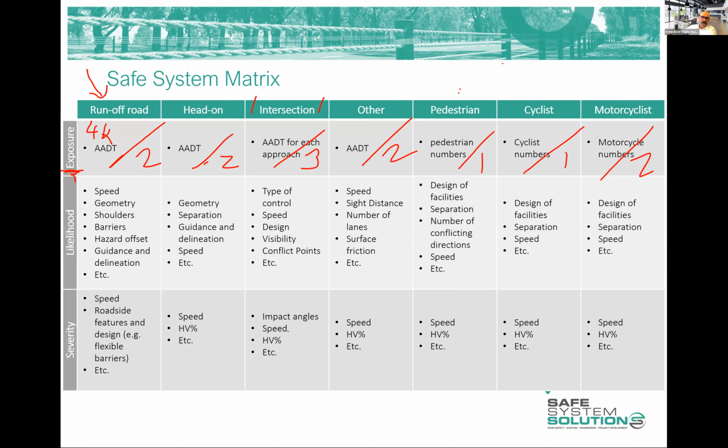If there are no pedestrians, the exposure is 0. If there are no cyclists or no motorcyclists, there is 0. If there is a physical, strong median barrier there, usually a concrete barrier system, there's no exposure to head-on crashes. It's virtually impossible to have a head-on crash. Run-off-road is a very hard one to ever get a 0 exposure, because you can always run off the road. Even if there's a barrier there and you hit the barrier, that's a run-off-road crash.